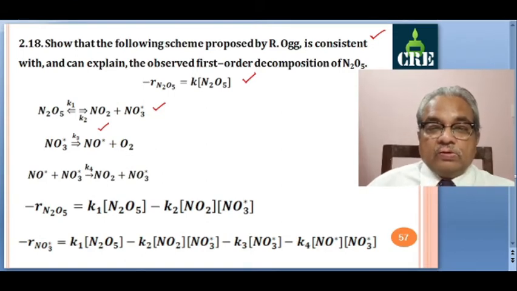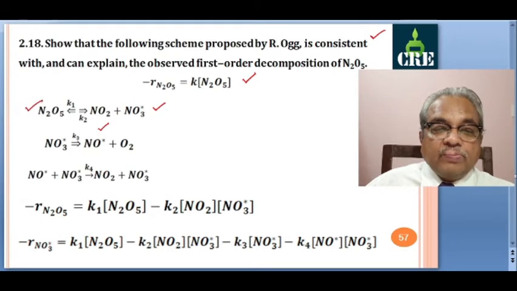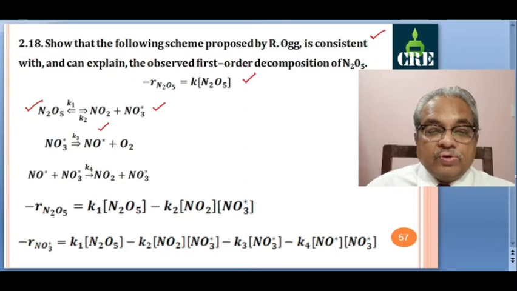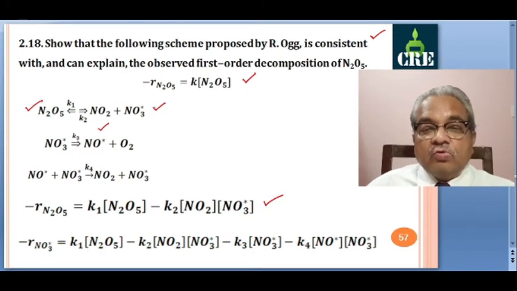Okay. So we are interested in the rate of disappearance or decomposition of N2O5. Rate of disappearance of N2O5, it is in these two reactions. First reversible reaction means K1 concentration of N2O5 minus K2 into concentration of NO2 into concentration of NO3 star. This we have written. This we want to test and it should be consistent with first order decomposition. Now two intermediates are there. So we want to find out the concentrations of these intermediates in terms of measurable quantities.